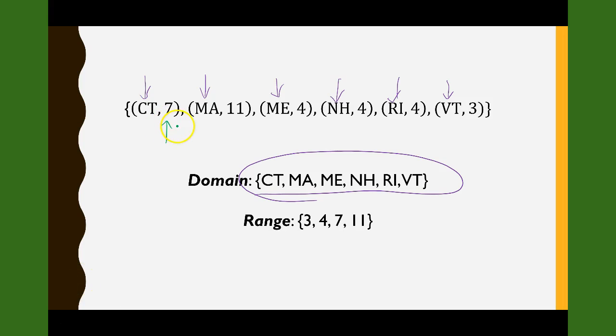Similarly, keep in mind that the second object, or second number in this case, in the ordered pair represents the output. So our range therefore is the set 3, 4, 7, and 11. Now, as I said earlier, the output 4 here shows up 3 times, but when we write the range, we only need to write the number 4 one time.